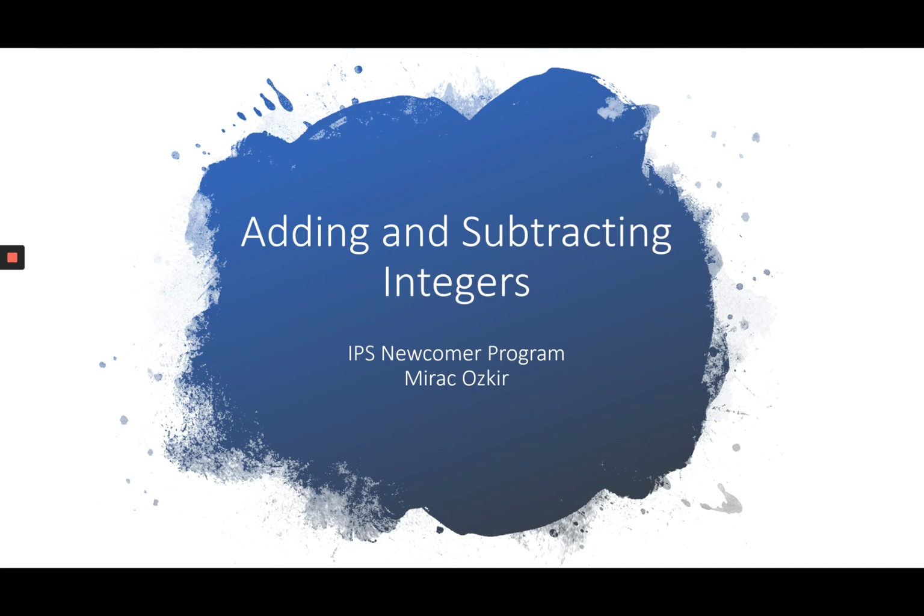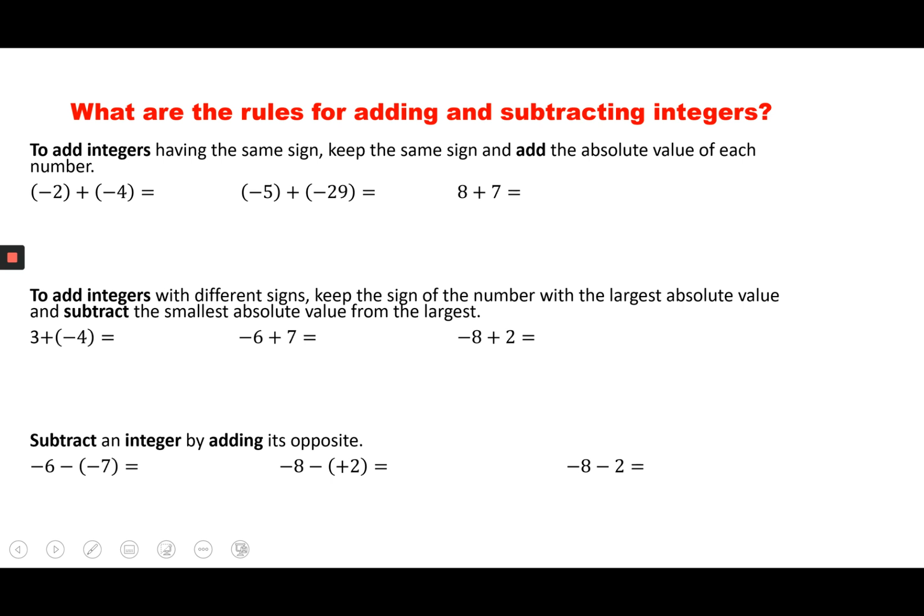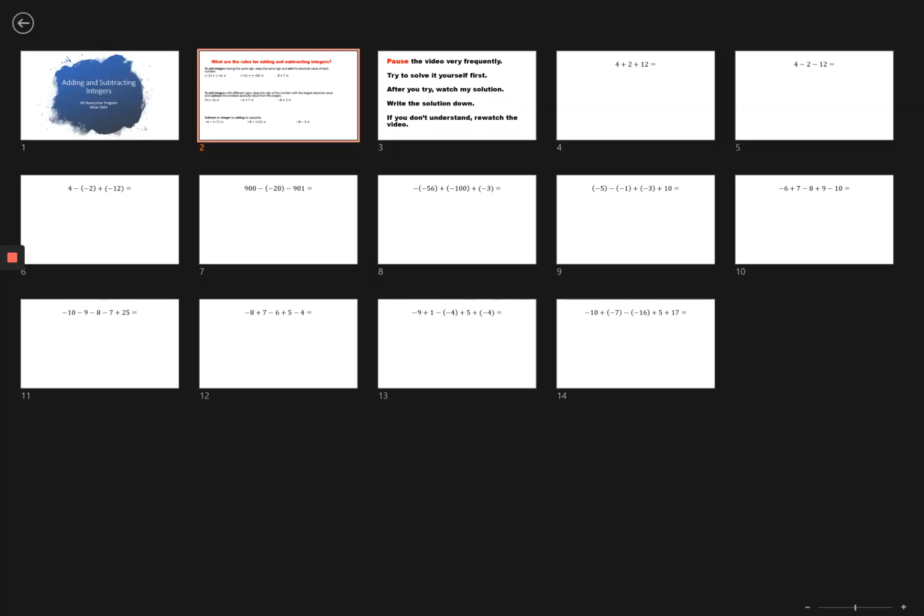Adding and subtracting integers. Let's remember the rules. To add integers having the same sign, we keep the same sign and add the absolute value, right? So let's go over these examples.